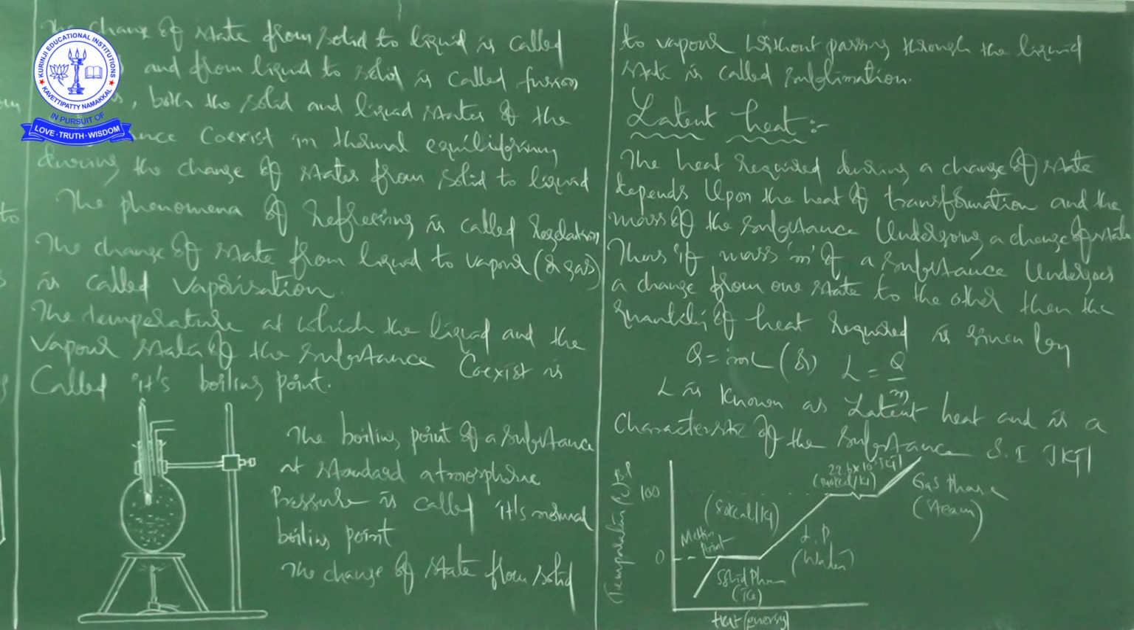Suppose you take mercury, -39 degrees centigrade is the melting point. Latent heat of fusion is 0.12 into 10 to the power of 5 joule per kg. The boiling point is 357 degrees centigrade for mercury, and the latent heat of vaporization is 2.7 into 10 to the power of 5 joule per kg. Like that we can see the latent heat of vaporization and latent heat of fusion values for different substances like ethyl alcohol, gold, lead, mercury, nitrogen, oxygen and water.